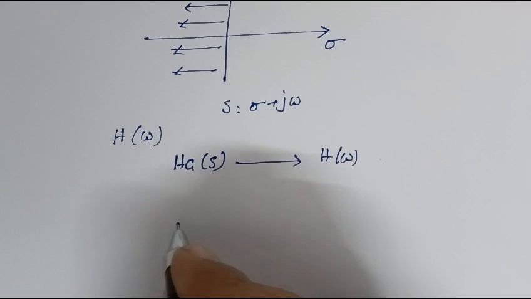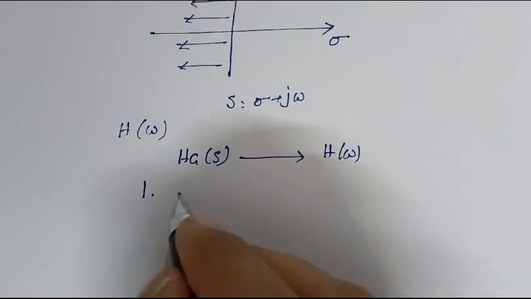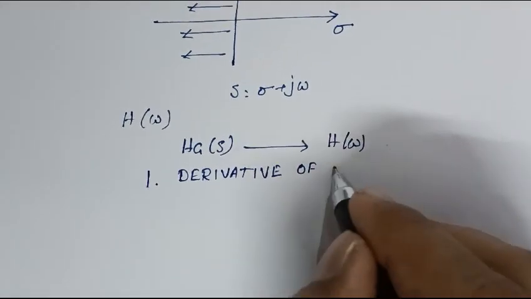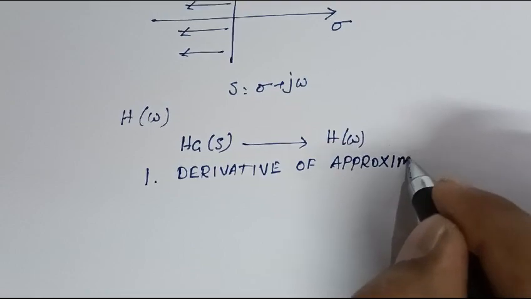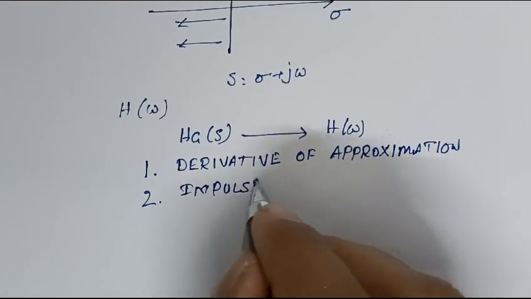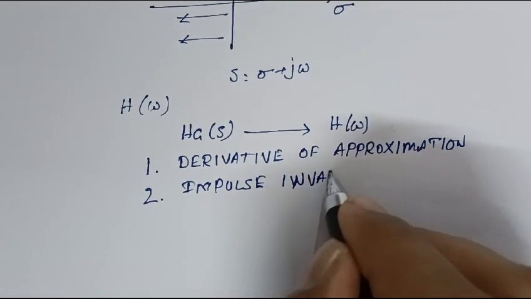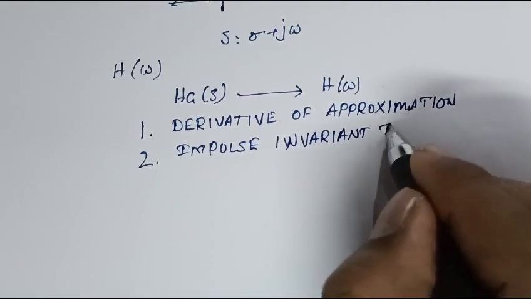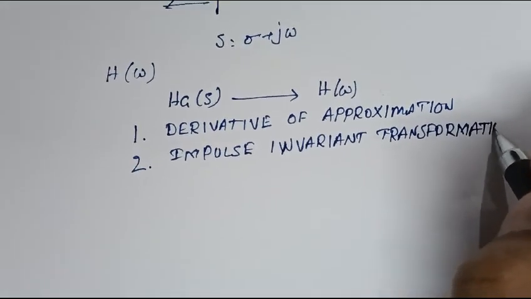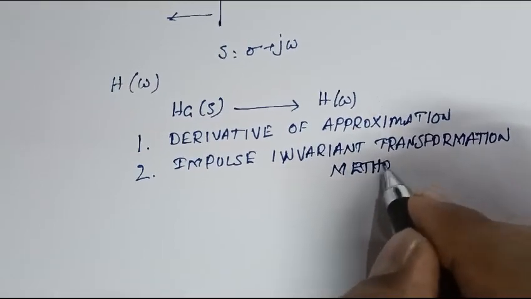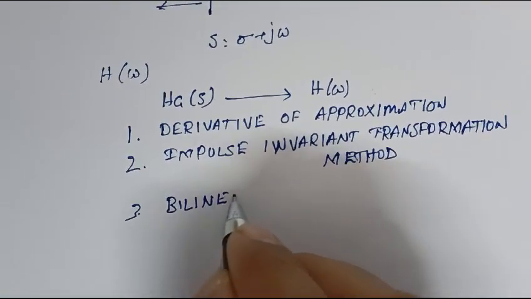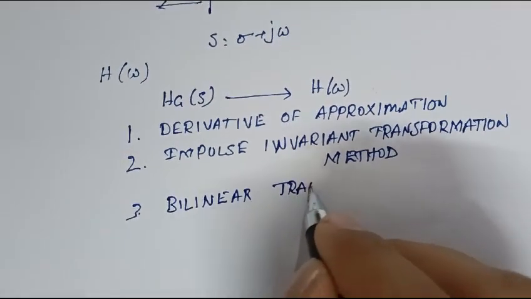As all of you know, there are some fundamental methods. One is the derivative of approximation method, and the second one is the impulse invariant transformation method, and the third one is the bilinear transformation.